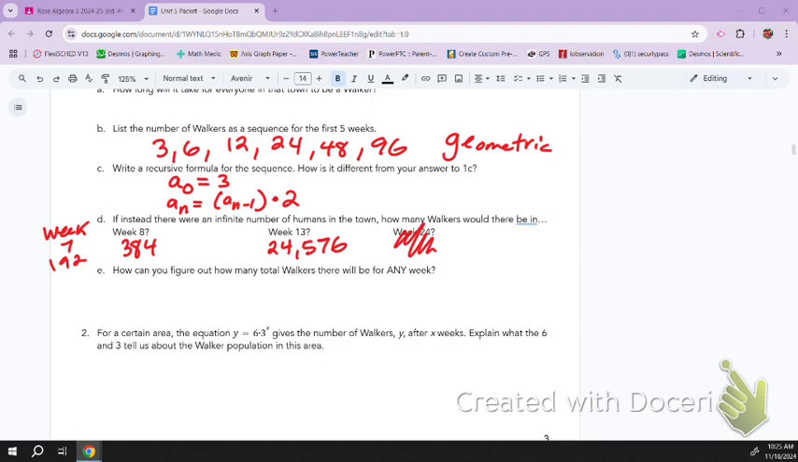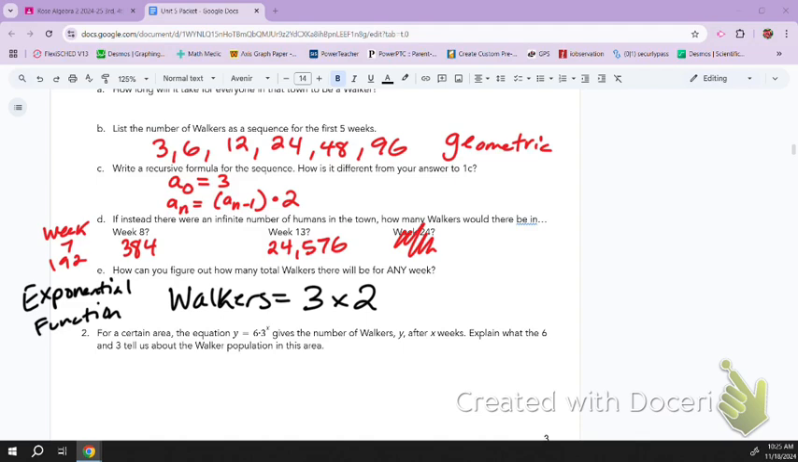It would be nice if we had a formula. How could we figure out how many total walkers there are for any week? What we're going to do is write an exponential function. Will you make a little side note here? We're going to write an exponential function. Okay? So the number of walkers, or zombies, is going to equal 3 times 2, and we're going to use x. X is going to be number of weeks. Notice how x is in the exponent. It's in the power.